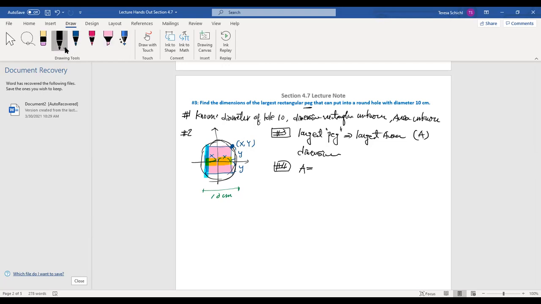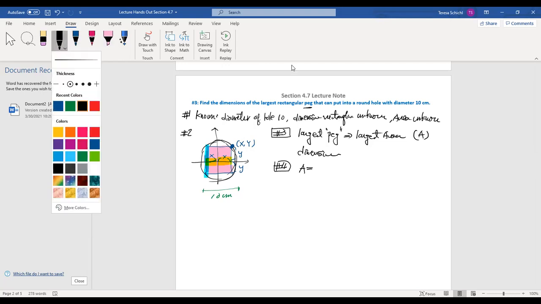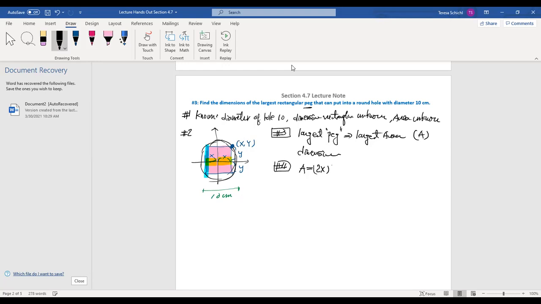It's length times width. So this will be 2x times 2y. So 2x times 2y is 4xy. Okay, now step number 5. I need to change everything to one variable. These are the coordinates x, y. The point (x, y) is on the circumference of this circle, and the diameter is 10.